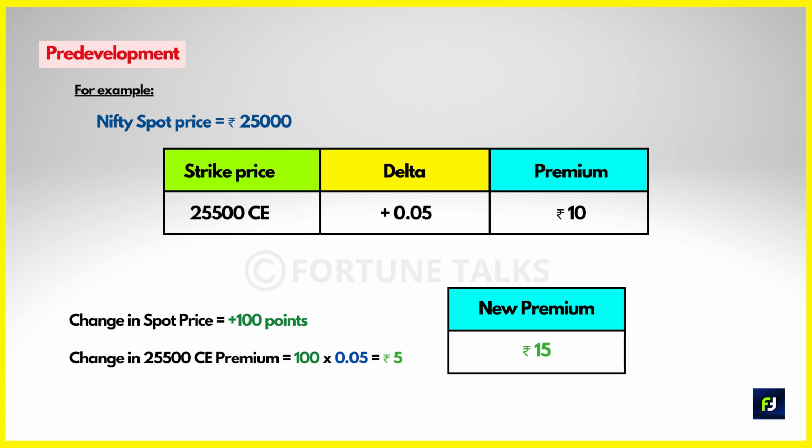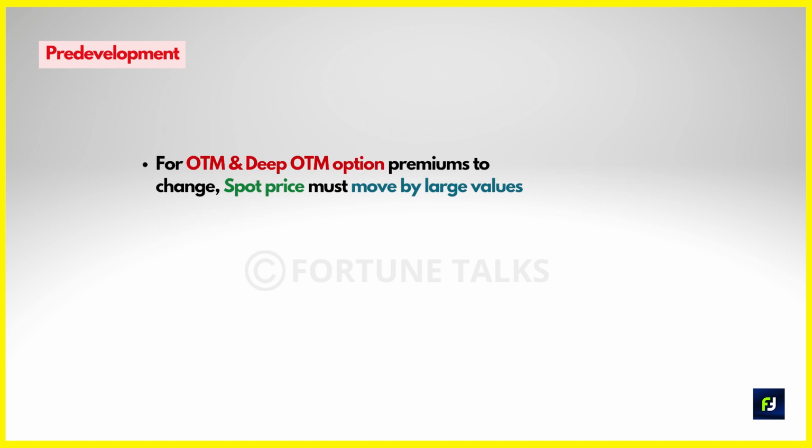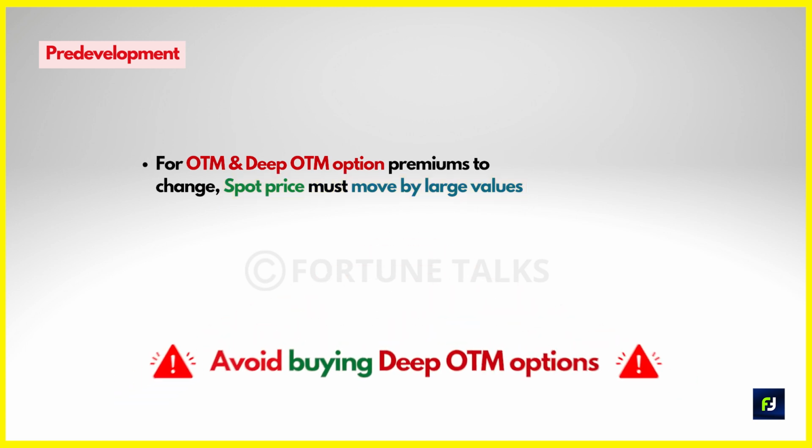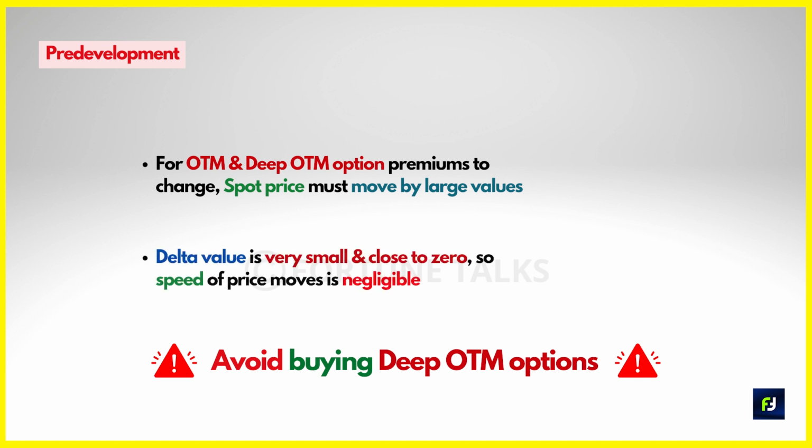Though this may look like a very small change on an absolute scale, when you think of it in terms of percentage, then the 25,500 call option has increased by 50%. So what is the conclusion that we can derive from this observation? Even though deep out of the money options tend to give impressive percentage returns, for this to happen, the spot price has to move up by a very large value. So I would ask you to kindly avoid buying deep out of the money options, because first of all, the deltas are really small, or the speed of premium change is negligible. And secondly, the underlying has to move significantly in one direction in order for the option to work in your favor.